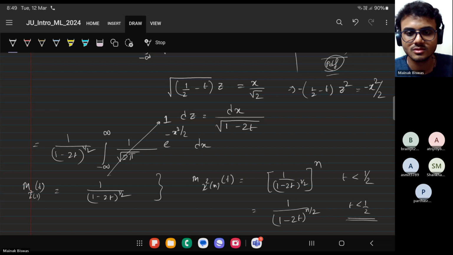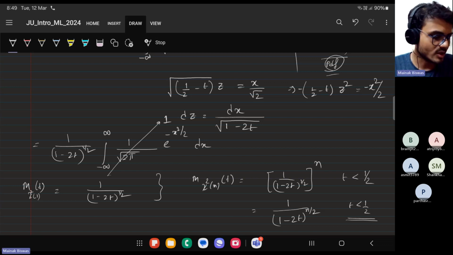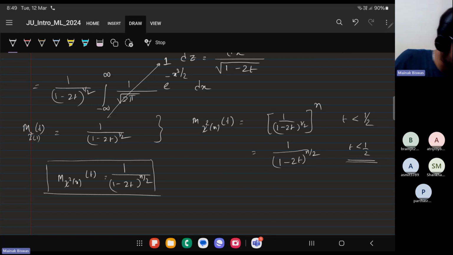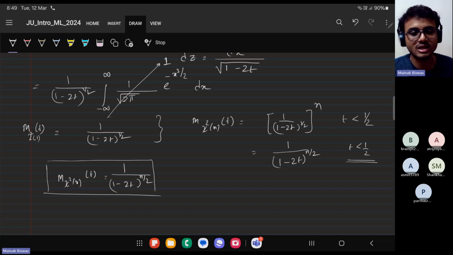See. Okay. So is it clear? We found out a brilliant property of chi-square n: the mgf of chi-square n at t is equal to 1 minus 2t to the power n by 2. Remember this property very clearly because I'll use it in a very interesting formulation now. Is this clear to everyone?